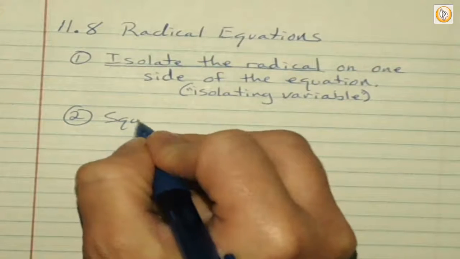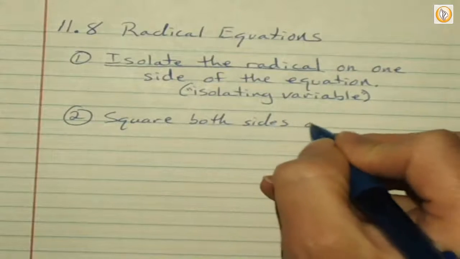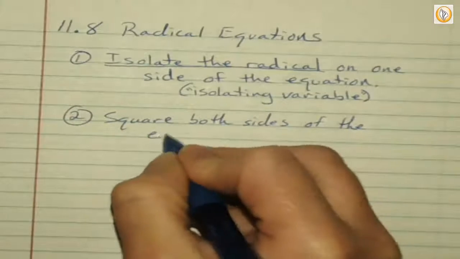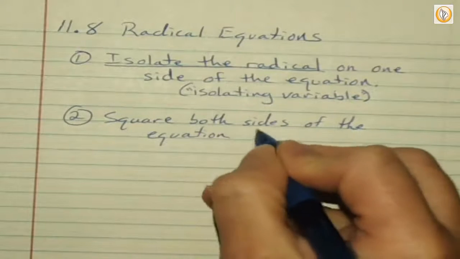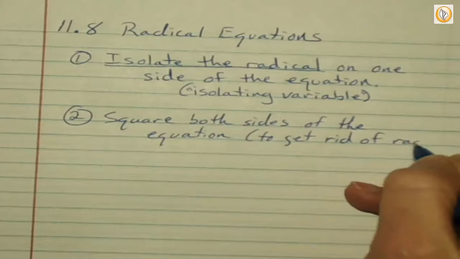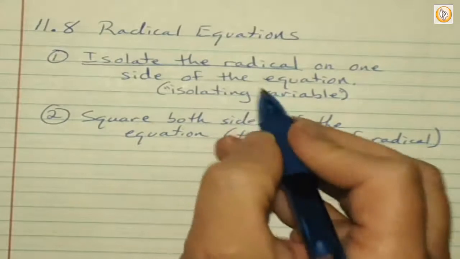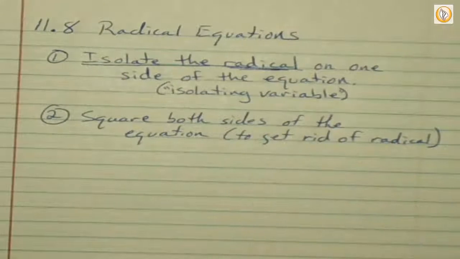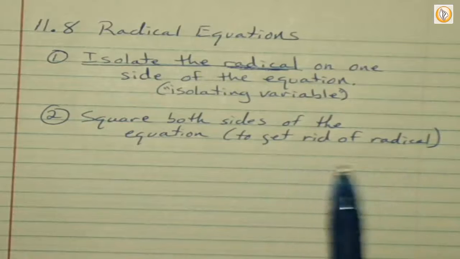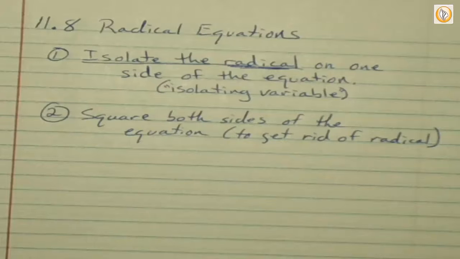Step 2: square both sides of the equation to get rid of the radical. So step 1 is you're isolating the radical as if you're isolating the variable. That's the first step. You want the radical all by itself on one side of the equal sign. Then we want to get rid of the radical sign. To get rid of the radical sign, we square both sides.